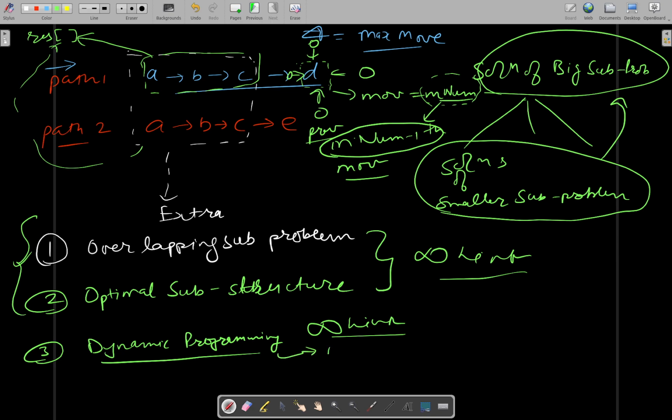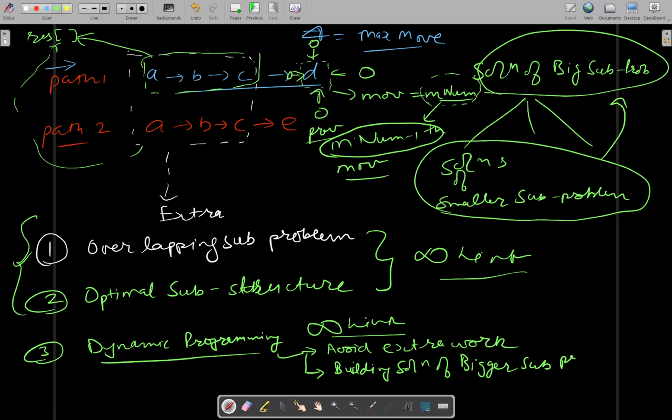So it is a twofold process: avoiding extra work and building a solution of bigger subproblems based upon solutions of smaller subproblems. Okay, so let's see how we can apply dynamic programming here.